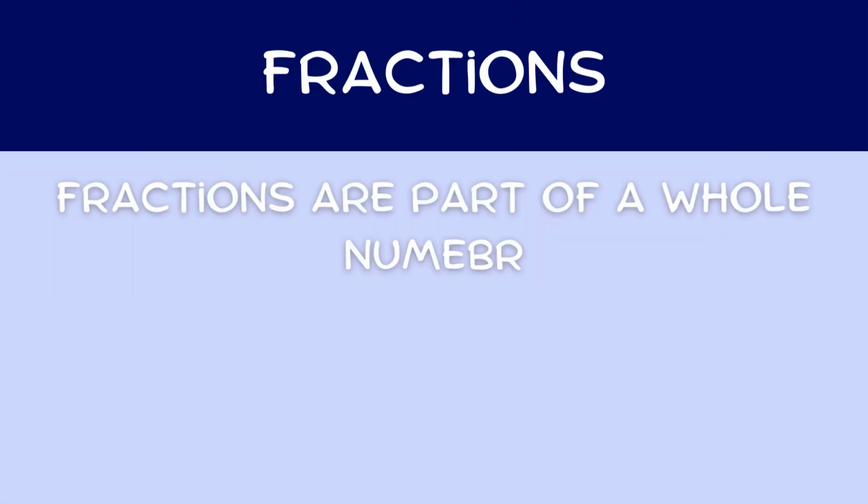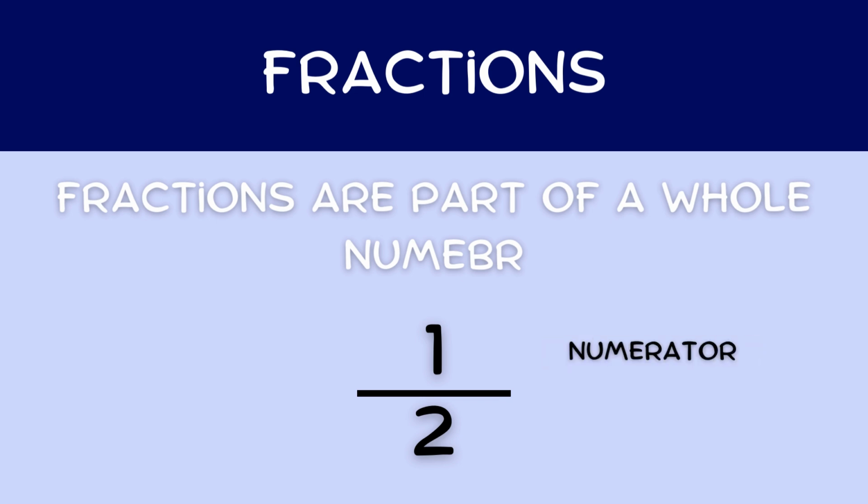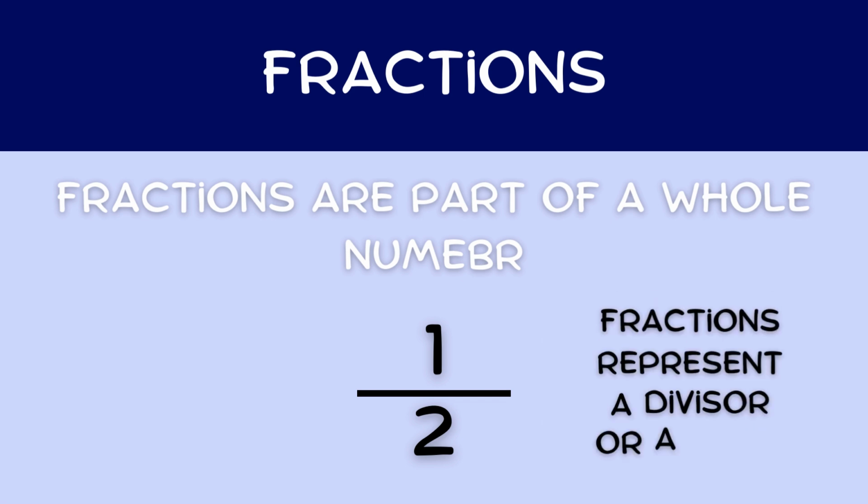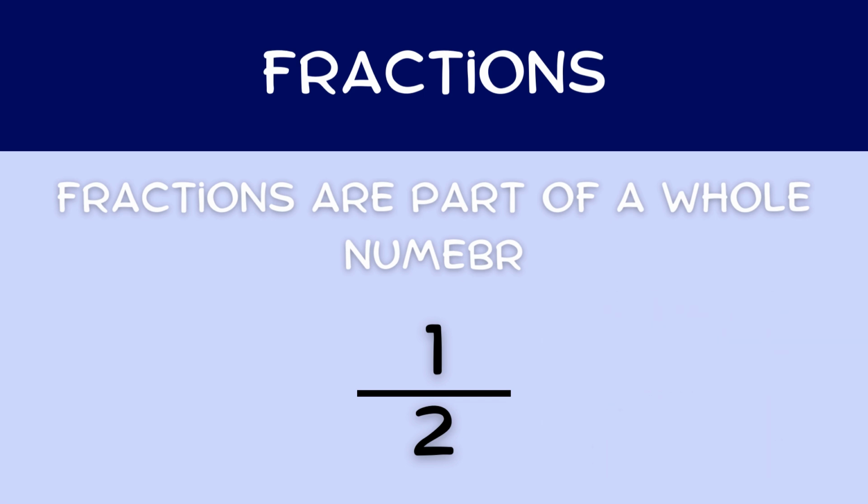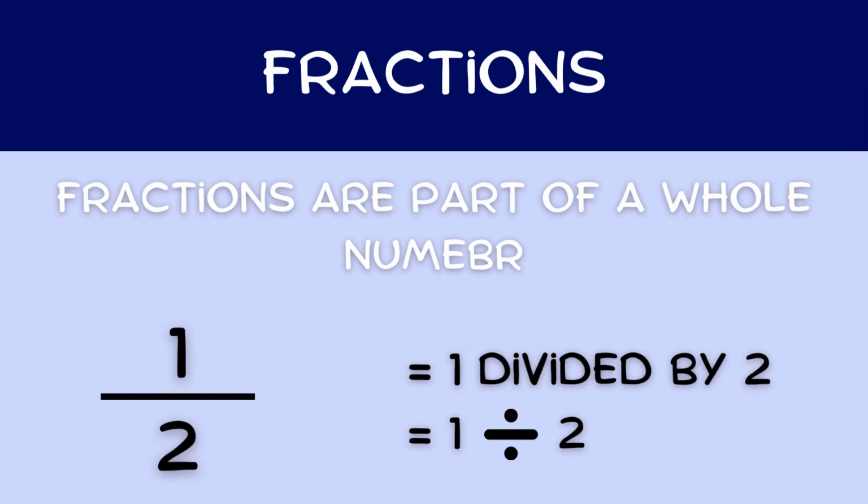Fractions are part of a whole number and take this shape. The top number is called a numerator, and the lower number is called a denominator. In simple terms, fractions represent a divisor or a ratio. So when we say 1/2, we are literally saying 1 divided by 2.